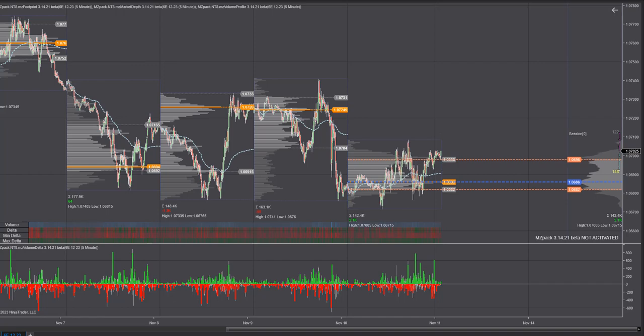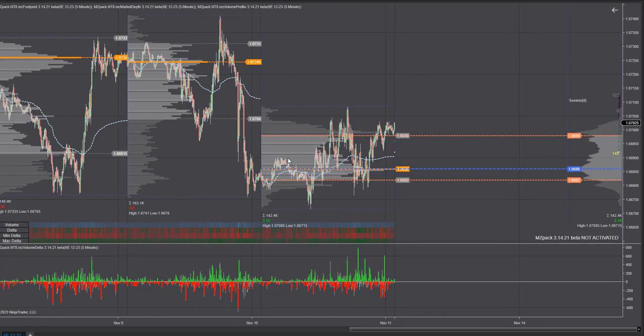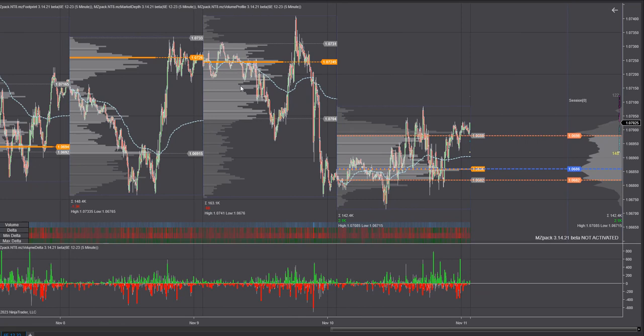This is the 5-minute chart of the 6E, and I have the volume profile here. This is the daily volume profile. The orange line is the POC of that day. The dotted gray lines at the top and the bottom are the high and the low of the value area. So this bright area between these two gray lines is the value area, and the blue curved line is the VWAP of the day. So this is the daily VWAP.